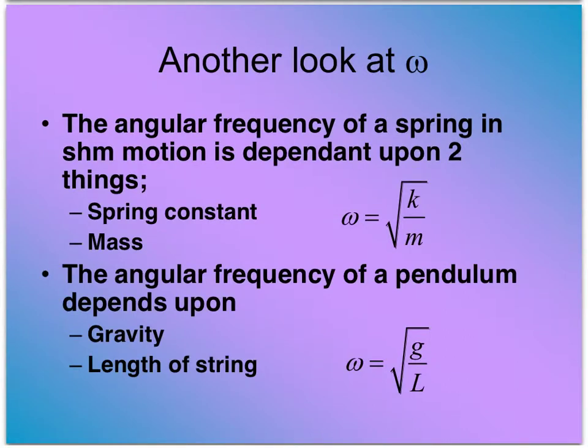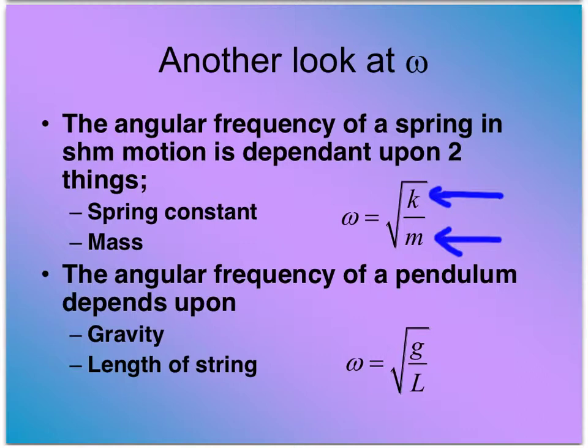A couple other quick relationships. The angular frequency of a spring in simple harmonic motion is dependent upon two things: the spring constant and the mass of the thing hanging down from it. Okay, so a larger spring constant, or a stiffer spring, is going to give us a larger angular frequency. A larger mass is going to give us a smaller angular frequency. So stiffer springs mean more force, which means greater acceleration. Larger mass with the same force means a smaller acceleration, so a smaller angular frequency.